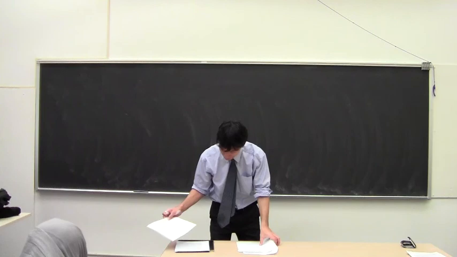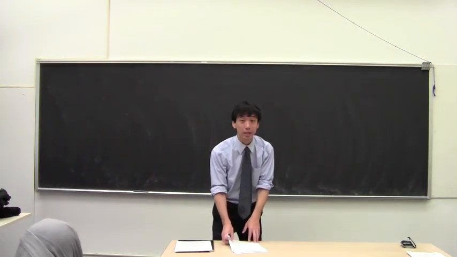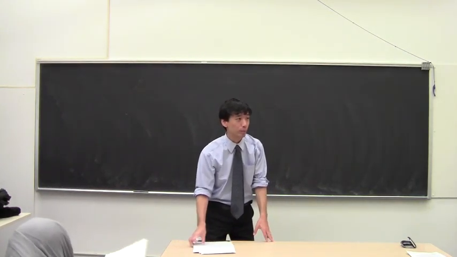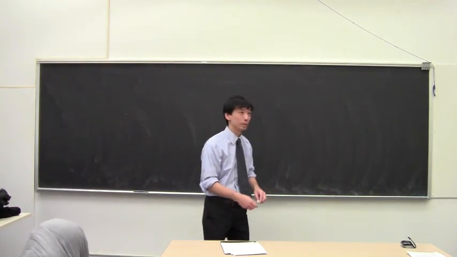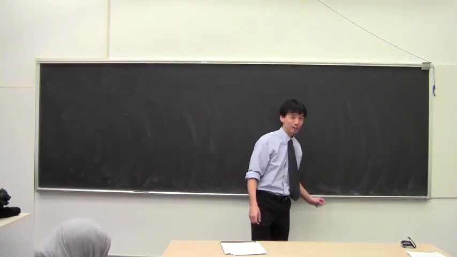The proof of the Hahn-Banach theorem actually involves the axiom of choice. It relies on the well-ordering principle, which is equivalent to the axiom of choice. So if you don't believe in the axiom of choice, you don't have to believe in Hahn-Banach. But most people do.